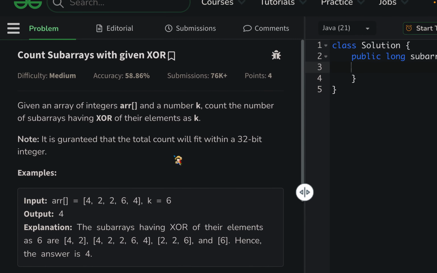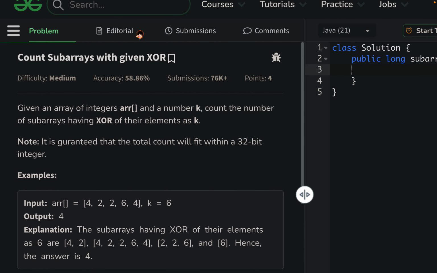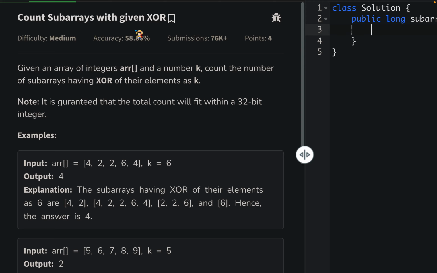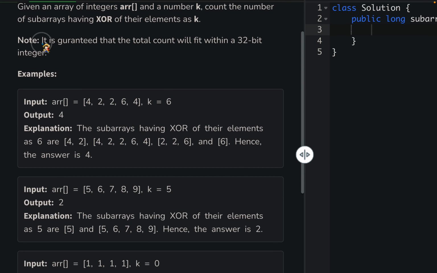Hello everyone, and today we'll be seeing one of the problems from Geeks for Geeks. It says count subarrays with given XOR. The problem goes like, given an array of integers ARR and a number k, count the number of subarrays having XOR of the elements as k. Note it is guaranteed that the total count will fit into a 32 bit integer.